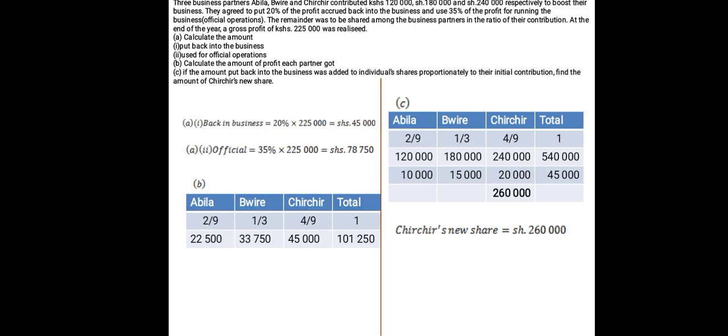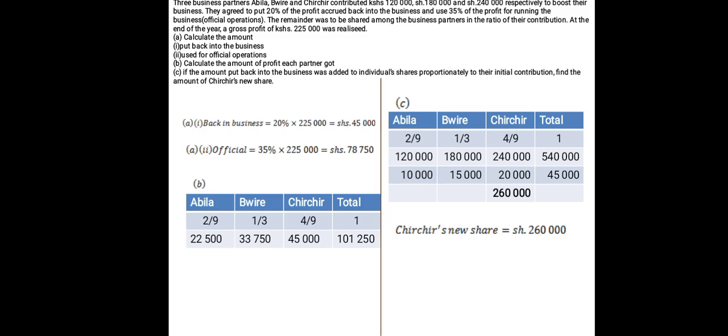A. Calculate the amount: 1. Put back into the business. 2. Used for official operations. B. Calculate the amount of profit each partner got. C. If the amount put back into the business was added to individuals' shares proportionately to their initial contribution, find the amount of Chirchil's new share.